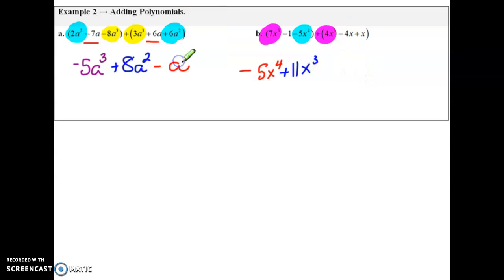I don't have any x squared, so I'm not going to worry about that, but I do have some x's. So this is really a negative 4x plus a 1x. So negative 4 plus 1 is negative 3. And then I'm just going to bring down that minus 1.